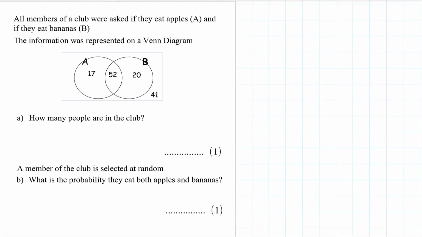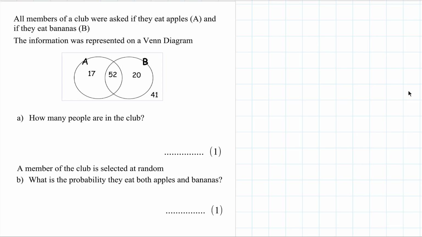So here we have the Venn diagram, and we're going to use it to answer part A. So how many people are in the club? Now what this is saying is there are 17 members who eat apples only, and there's 20 who eat bananas only, and 52 are members who eat both. 41 is the people who eat neither apples nor bananas.